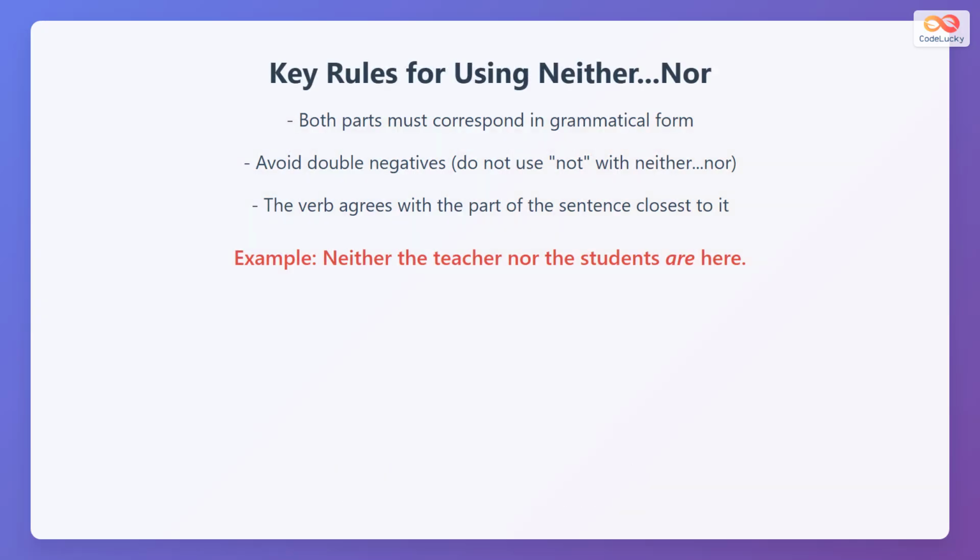When using neither nor, both parts need to match in grammar. Do not use double negatives by adding not with neither. The verb in the sentence agrees with the part of the sentence that is closest to it. For example, neither the teacher nor the students are here.